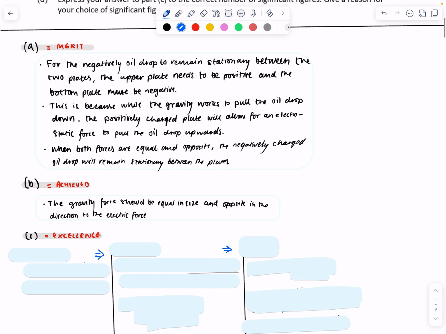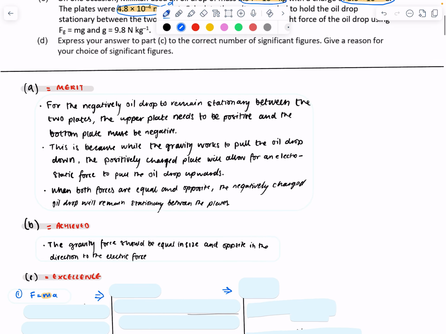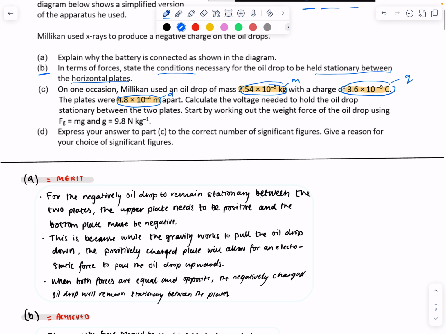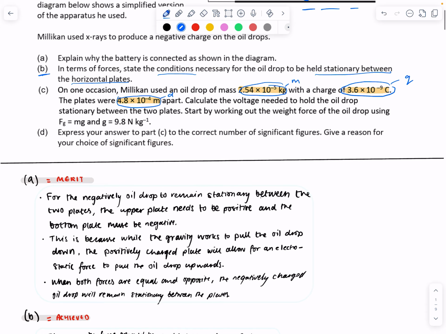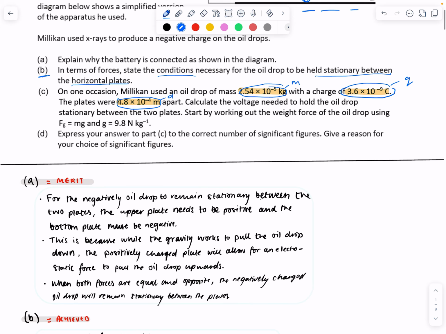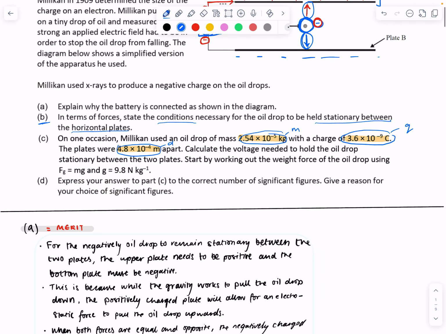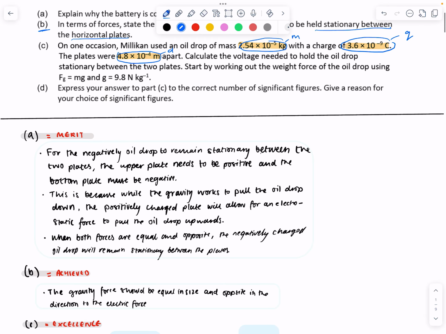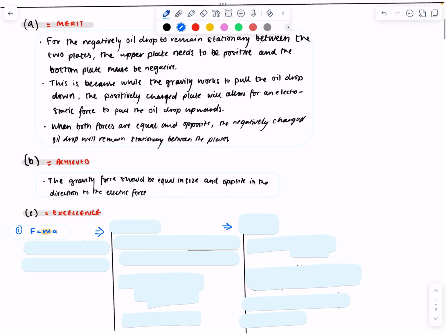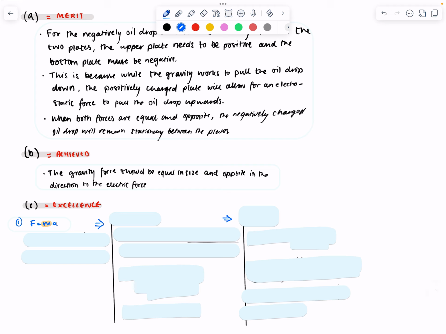So this is the first step. What we want to end up working out, or the aim of the question, is to calculate the voltage needed to hold the oil drop stationary. What is the voltage supplied by this battery for this whole thing to work? And so we're going to need an equation which incorporates voltage, okay?